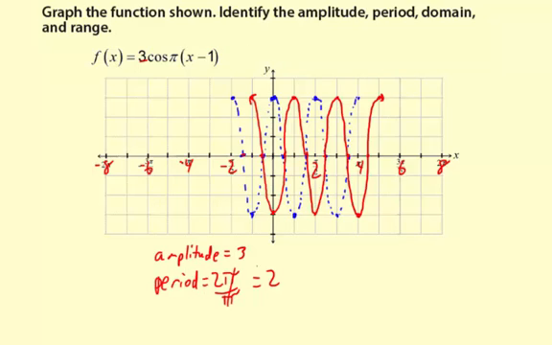Okay, so let's look at the domain and the range. The domain for this cosine function, since it continues forever in both directions, is just x is an element of the real numbers because all real numbers are in the domain. And the range, because there are maximum and minimum values, we have to look at that. y is an element of the real numbers such that the minimum value is −3, the maximum value is 3, so y has to be greater than or equal to −3, less than or equal to 3.